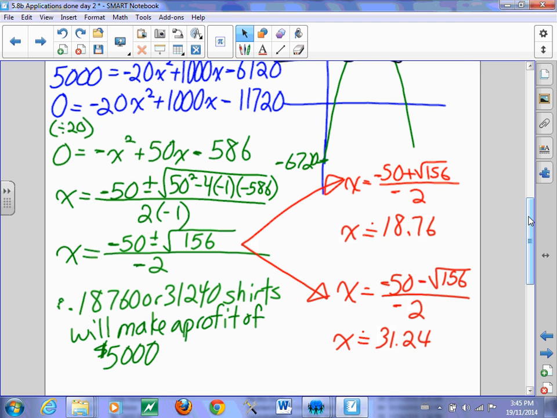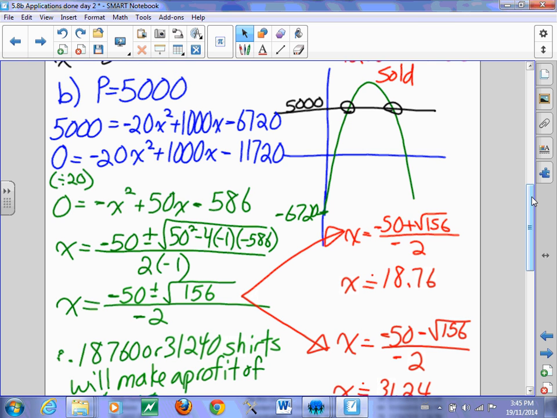All right. So taking a look, folks, let's just make sure that makes sense with our answer. So this is going to be right here. The first one is going to be 18,760. It's going to come up to a maximum. And then it's going to be 31,240 for the second one.